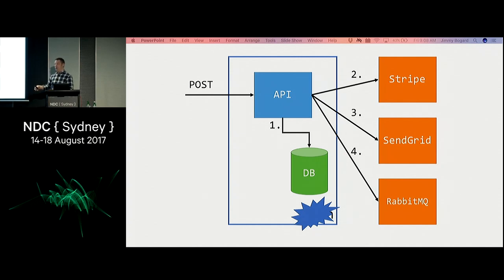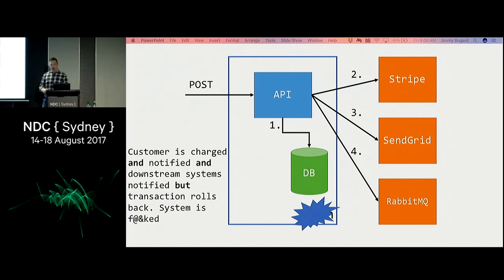We have to think about what happens when that fails. Well, we've already called Stripe, so we've charged the customer. We've also notified them via an email to say, hey, thank you for your order, it'll be shipped to you soon. And we've also notified downstream systems to say, hey, there's an order that's come in, go ahead and do your processing, go ahead and ship it out.